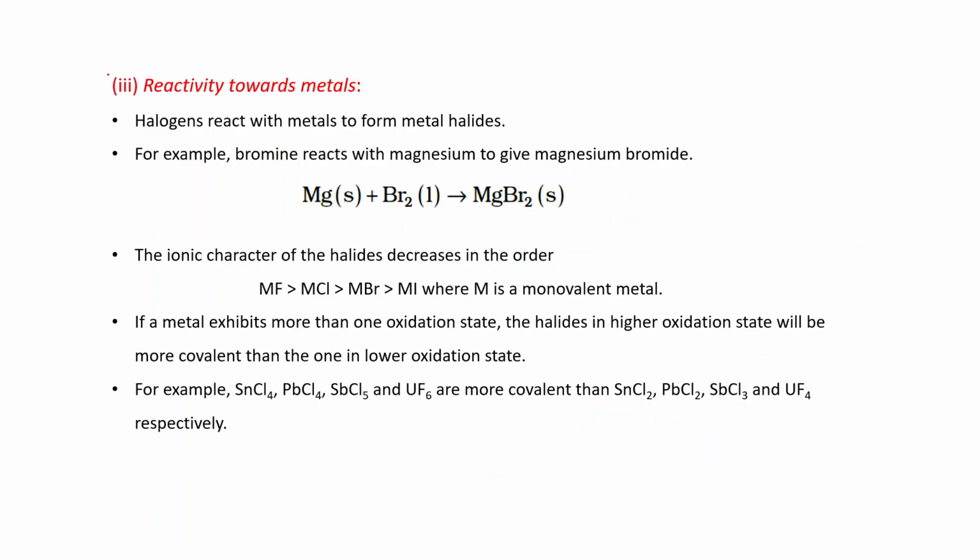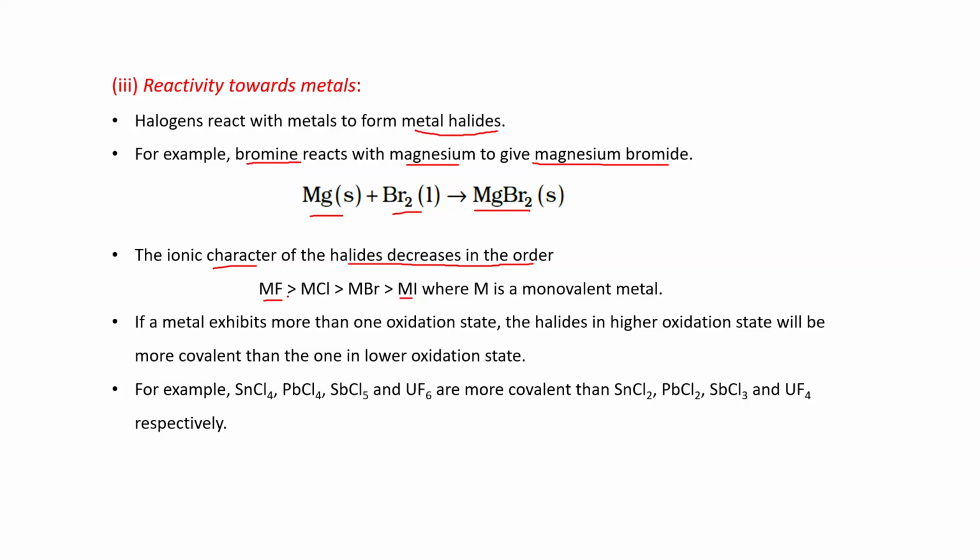Reactivity towards metals. Halogens react with metals to form metal halides. For example, bromine reacts with magnesium to give magnesium bromide, like Mg plus Br2 gives MgBr2. The ionic character of the halides decreases in the order MF > MCl > MBr > MI. That is, MF has the highest ionic character and MI the lowest ionic character.